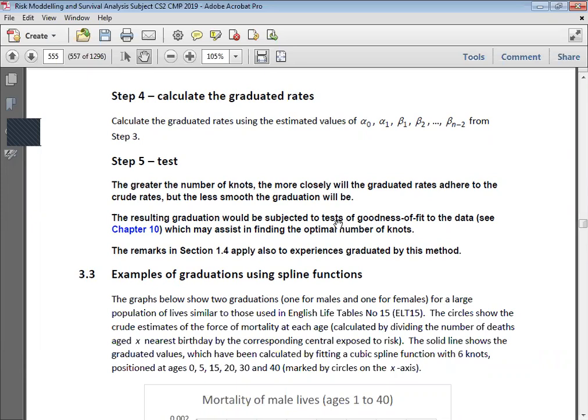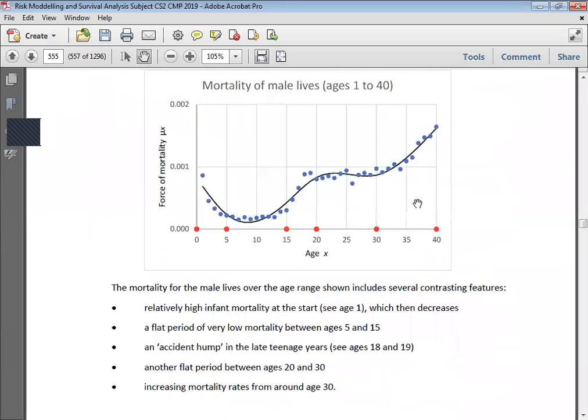And once we have that, we can do a simple test to check whether these adhere closely to the original data that we had, or whether this is smooth enough or not. So again, if you have more knots, the curve is less likely to be smooth. And if you have fewer knots, then it is less likely to adhere well to the data. So you have to find the right balance and go with whatever seems to fit best.